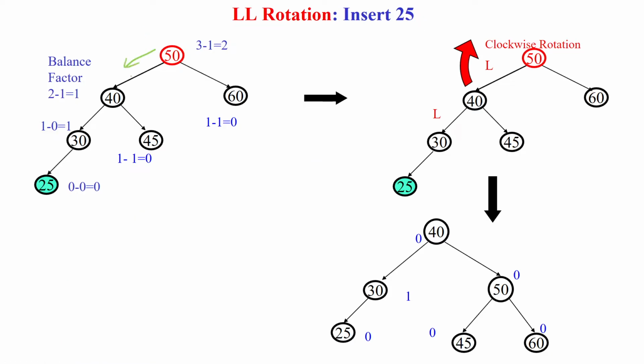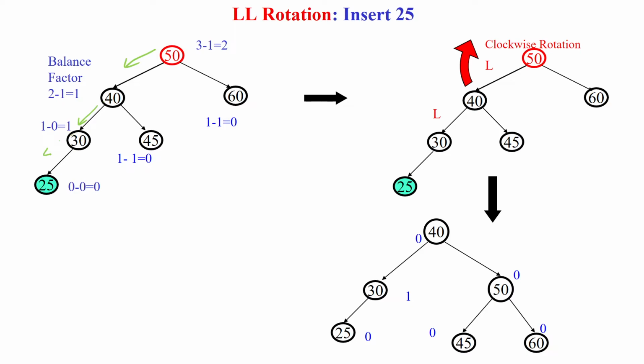25 is less than 50, so it will be added on the left side. 25 is less than 40, so you will add it in the left subtree. There is already a node available in the left subtree, 30, so you compare with 30. Still, 25 is less than 30, so you check that.